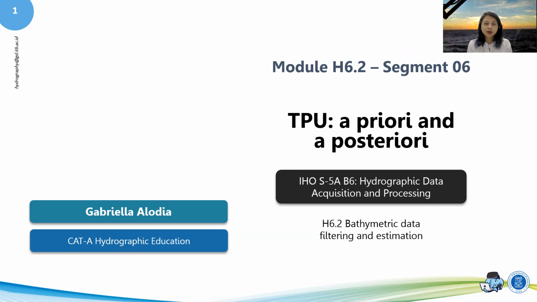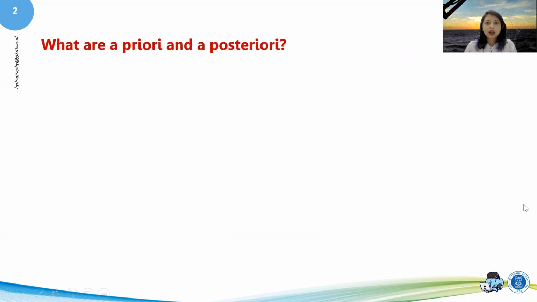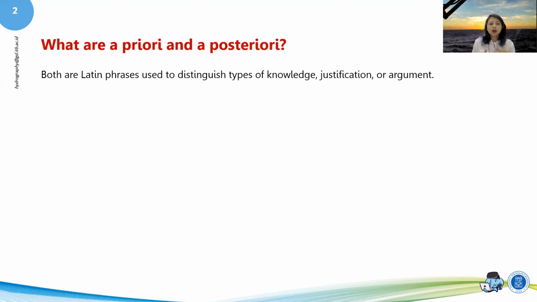And today we're going to talk about the a priori and a posteriori methods to compute TPU, or basically the total propagated uncertainty, whether it is in horizontal or in vertical. So the first thing we have to know is what are a priori and a posteriori. These two are actually Latin phrases used to distinguish types of knowledge, justification, and arguments.